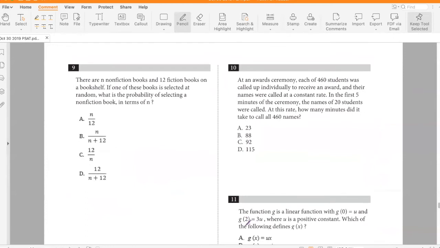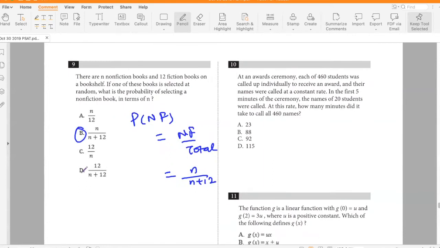There are n non-fiction books and 12 fiction books on a bookshelf. If one of these books is selected at random, what is the probability of selecting a non-fiction book? So the probability of selecting non-fiction would be non-fiction divided by total books. So that will be n divided by n plus 12. Option B.